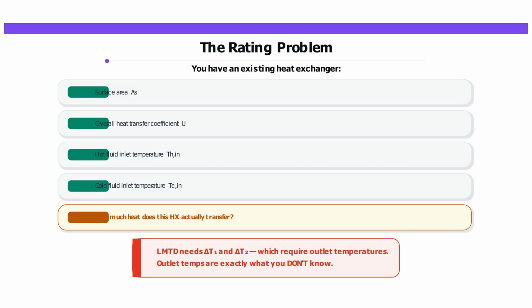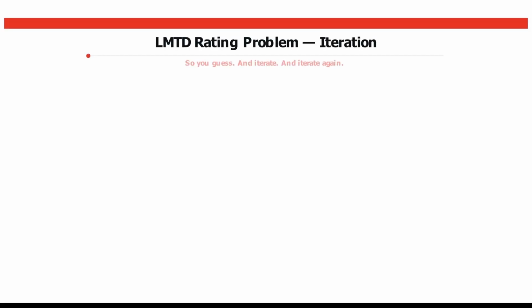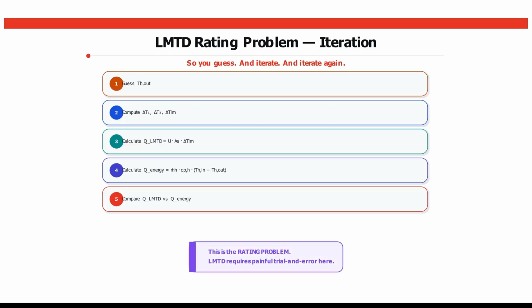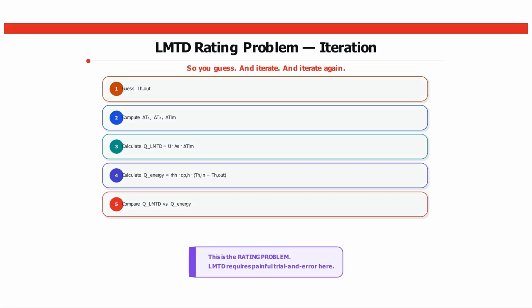Try applying LMTD. You need delta T1 and delta T2, but those require the outlet temperatures, which are exactly what you do not know. So you guess. Guess T H out. Check the energy balance. Calculate the LMTD. Check if Q dot from energy balance matches Q dot from the LMTD equation. It does not. Guess again. Iterate. This problem, predicting the performance of an existing HX, is called the rating problem. And for the rating problem, LMTD is painful.